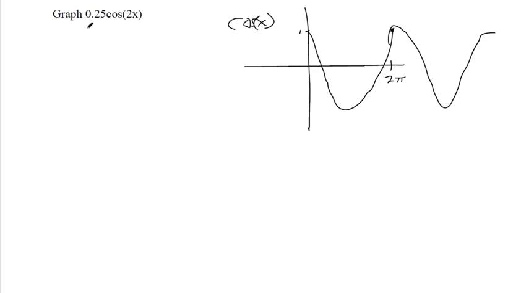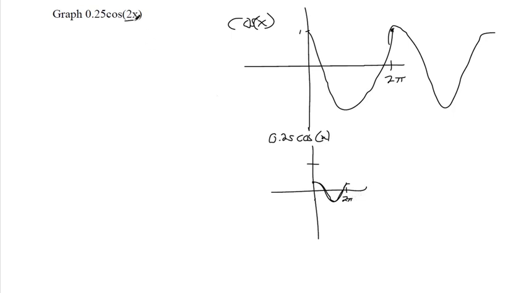Okay, so 0.25, the only thing that number does is instead of starting at 1, we start at 0.25 on the y-axis, and then we dip down to -0.25, and then we come back after 2 pi units. This is the graph of 0.25 cosine of x. Start at 0.25 on the y-axis, dip down to -0.25, and this is still x, so this is still a period of 2 pi.